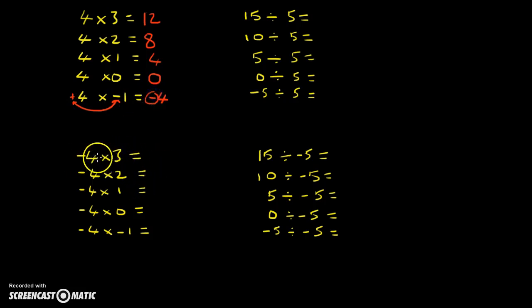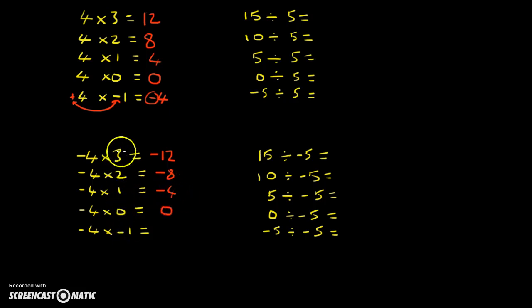Now on to this one. So using this knowledge now, we've got negative 4 multiplied by 3, while positive multiplied by negative, that must be a negative, so that's negative 12. Negative 8, negative 4, 0.